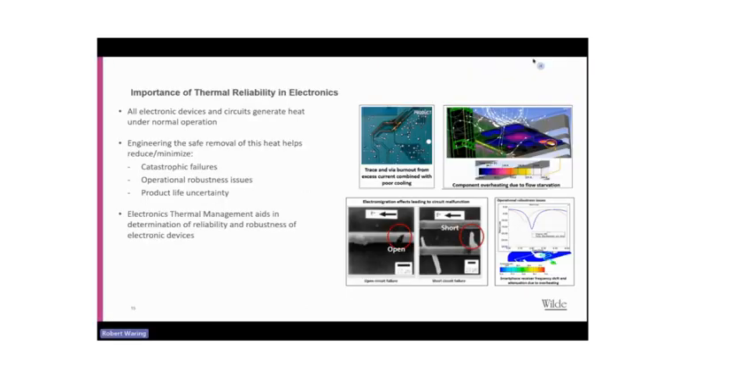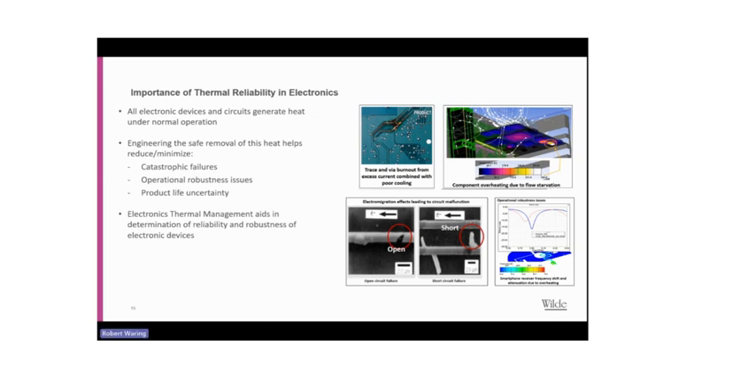So thermal reliability in electronics is incredibly important. You have to acknowledge that all electronic devices and circuits are going to generate heat during their normal operation, and this is a natural consequence that arises from electrical flow and currents through various components that can result in resistive losses within the system.